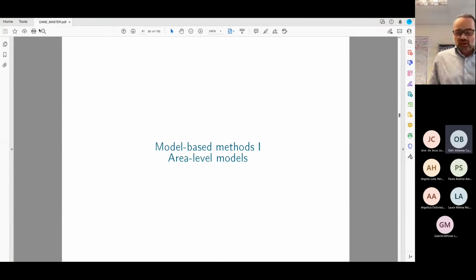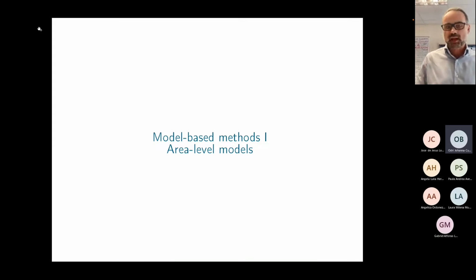What we're going to start doing at the moment, for the next few sessions, is basically focusing on model-based methods. This is the first part of model-based methods, and we'll focus on area-level models. And in a moment, I'm going to explain to you what this all means.